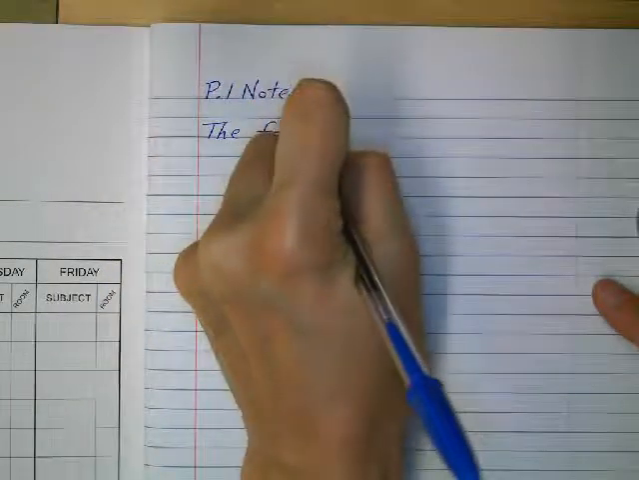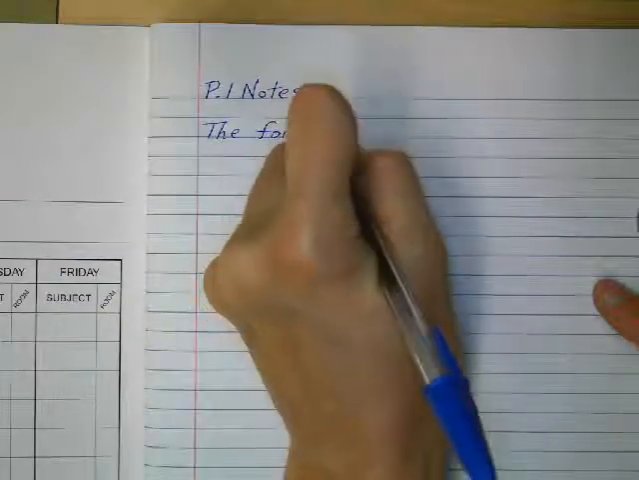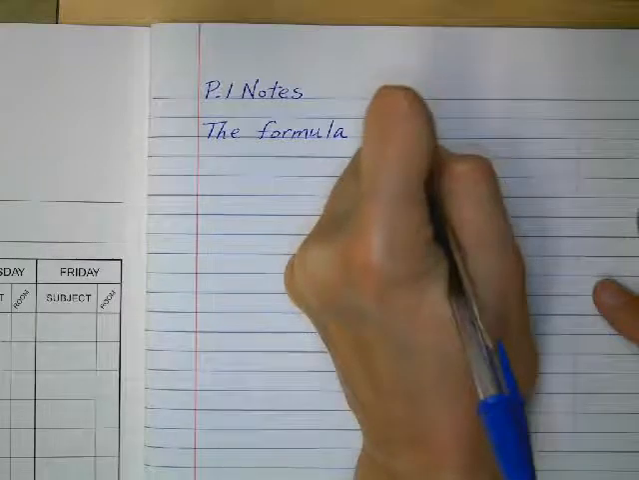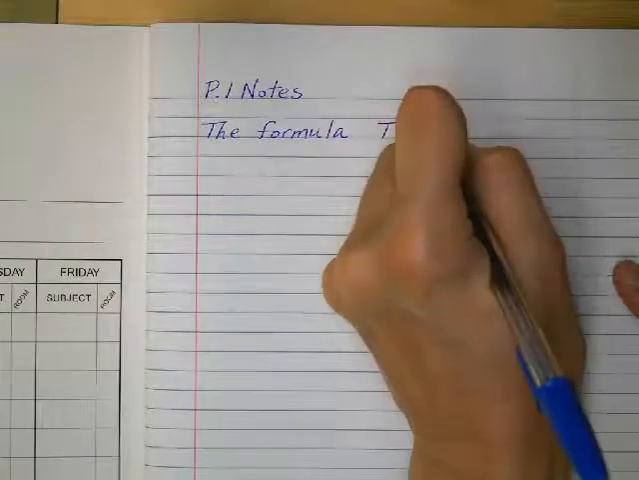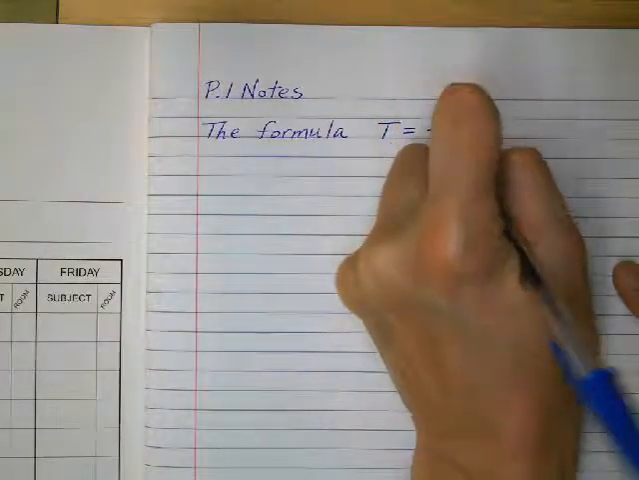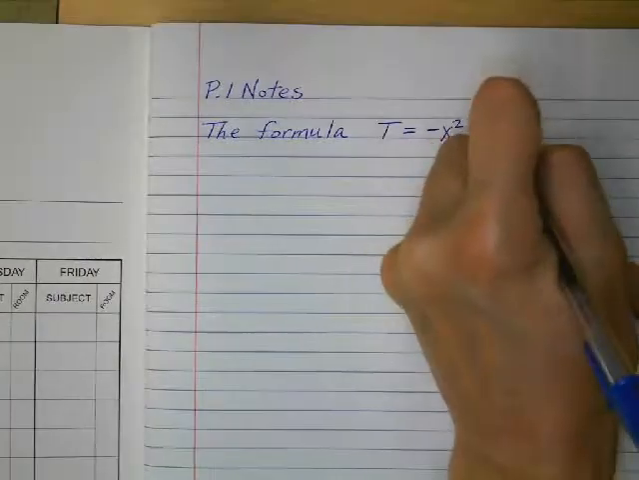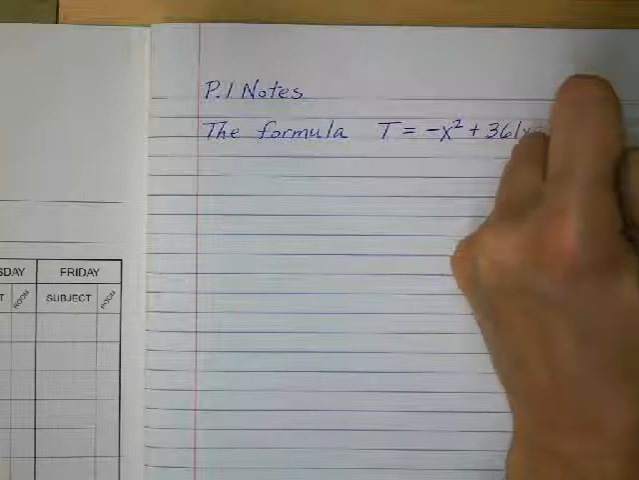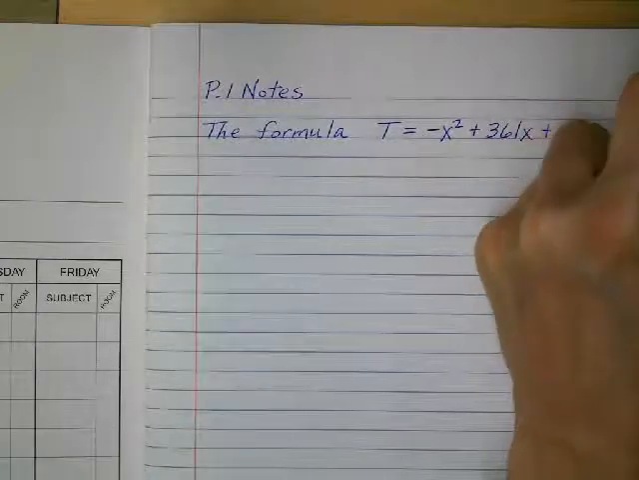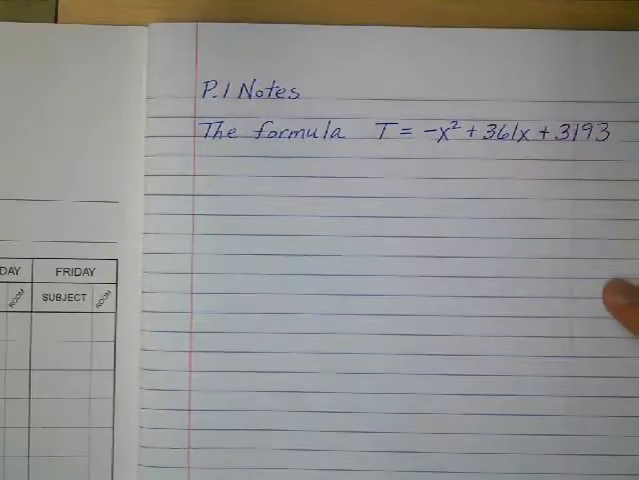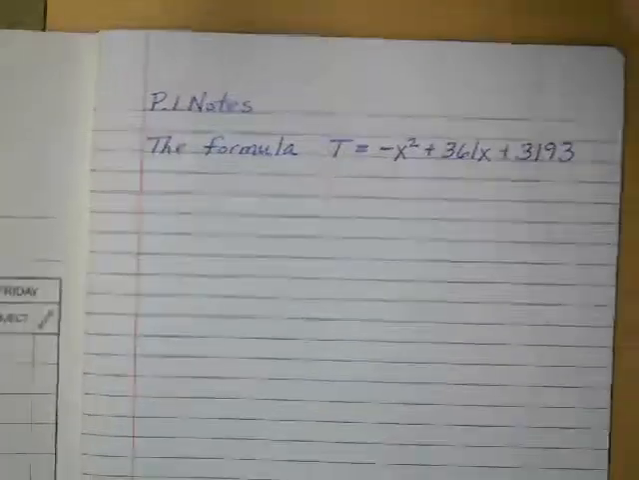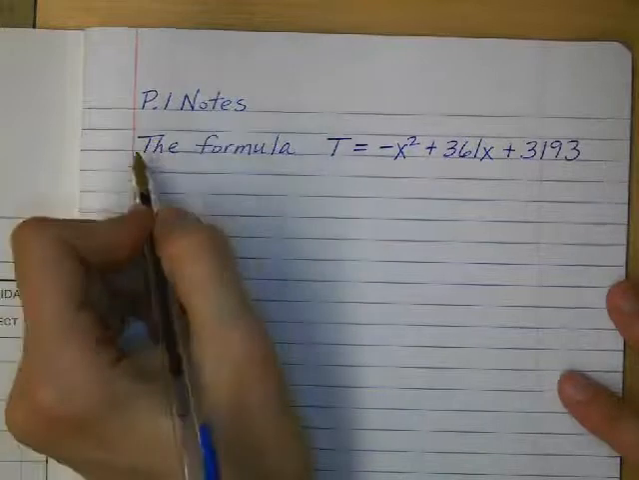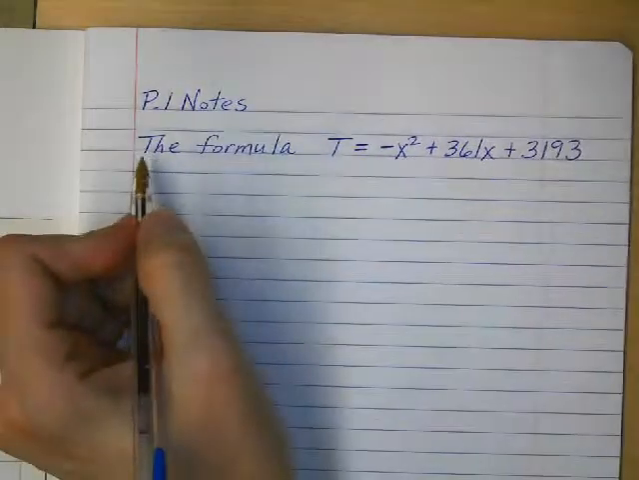So some of the things in this chapter, they start using formulas, which I know you've seen before. Like the formula T equals negative x squared plus 361x plus 3,193. They might have some bigger problems, like bigger numbers in the problems. So they're going to use some formulas in this section.